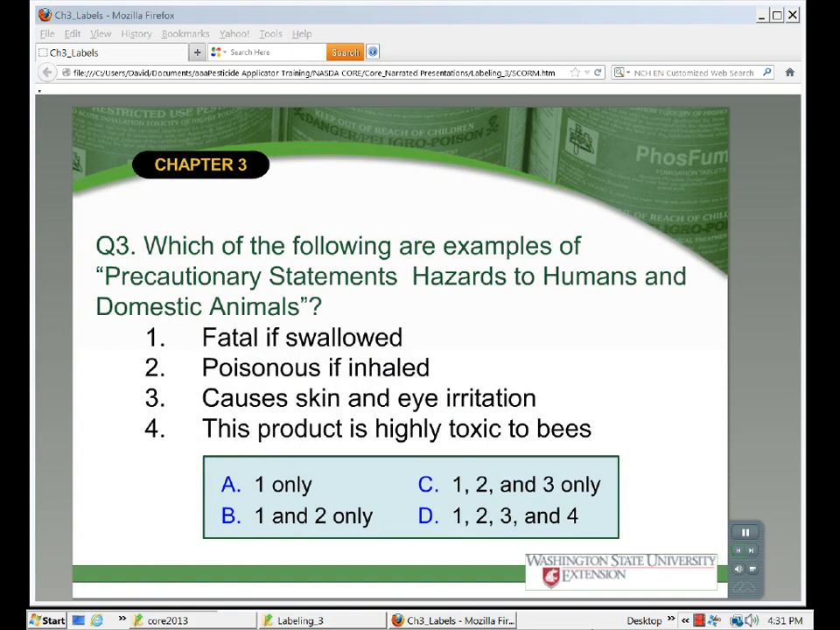Question 3. Which of the following are examples of precautionary statements, hazards to humans and domestic animals? 1. Fatal if swallowed. 2. Poisonous if inhaled. 3. Causes skin and eye irritation. 4. This product is highly toxic to bees. Choice A, 1 only. Choice B, 1 and 2 only. Choice C, 1, 2, and 3 only. Choice D, 1, 2, 3, and 4.